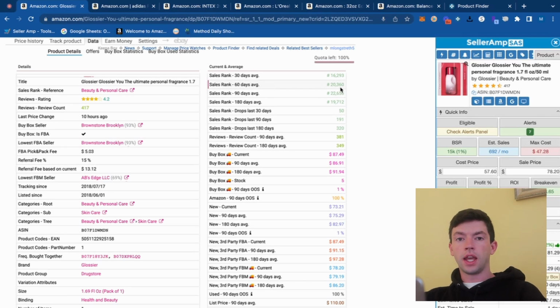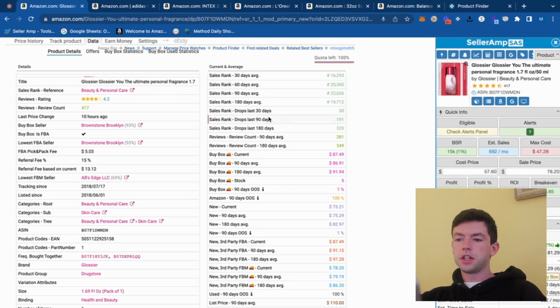Someone like me who's been in the game a couple years and I'm looking to purchase 50 units, 100 units right off the bat of specific products, I need to be a lot more cognizant of, one, all the data in general, but also the data over time, because I might have that product in stock a lot longer.